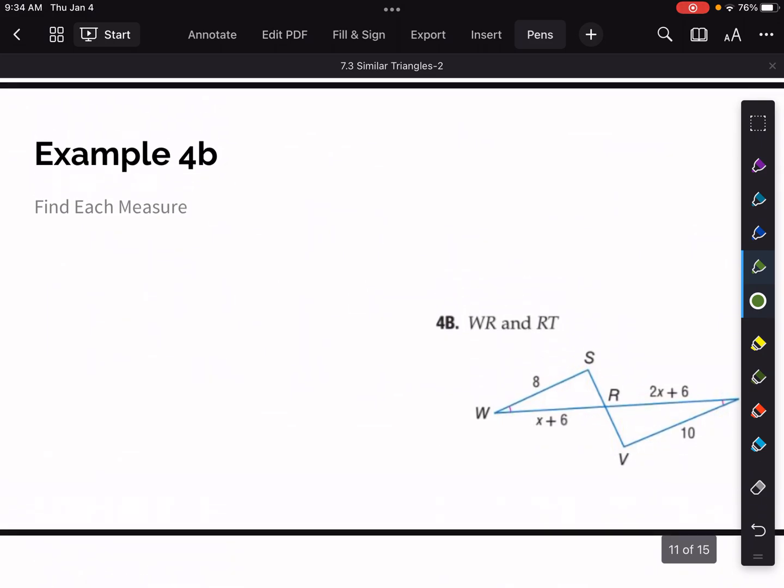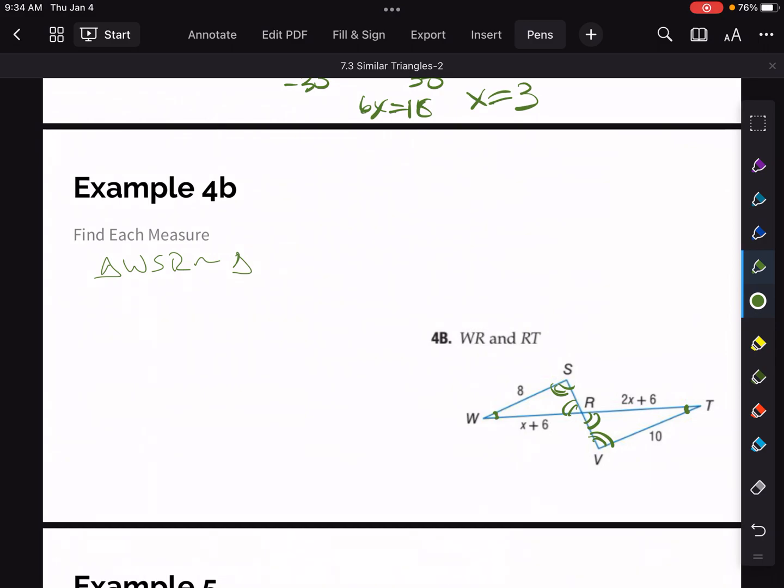For 4B, it's kind of a similar thing here. We know that this angle here is congruent to this angle here. We have vertical angles, so this angle is congruent to this angle. And then by the third angles theorem, we know that this one here is congruent to this one here. So I'm going to make my statement. Triangle WSR is similar to triangle, I can't really see it here, so let me zoom out a little bit. So this would be T, because T corresponds with W.